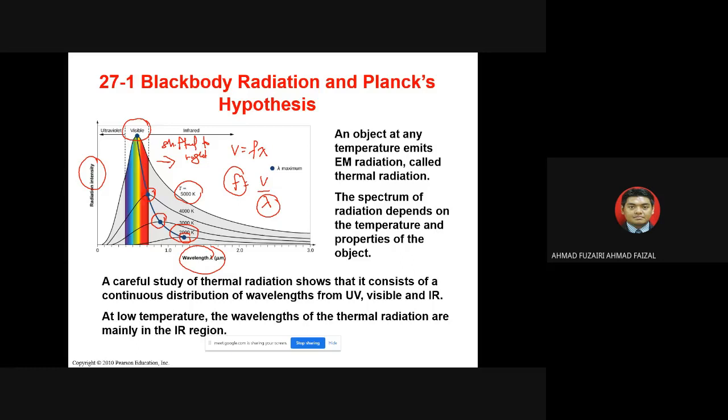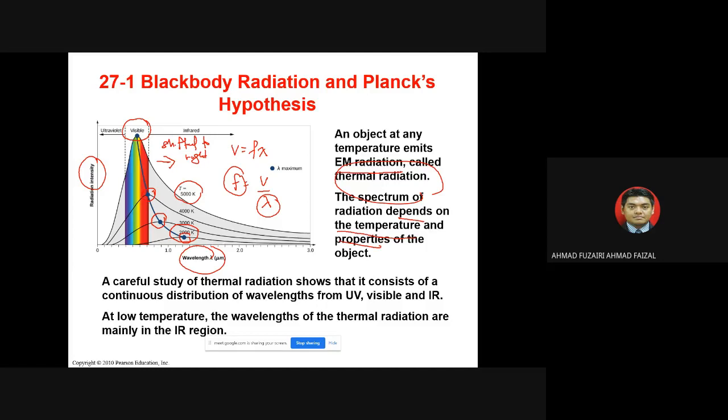The spectrum of radiation depends on the temperature and the properties of the object. So the main point here, we need to know the temperature of the object and the properties of the object in order for us to understand the spectrum of radiation. Because an object at any temperature will emit EM radiation, electromagnetic radiation, called thermal radiation.